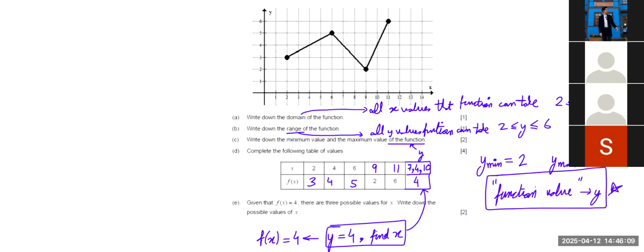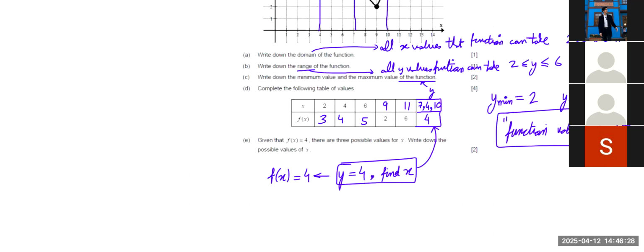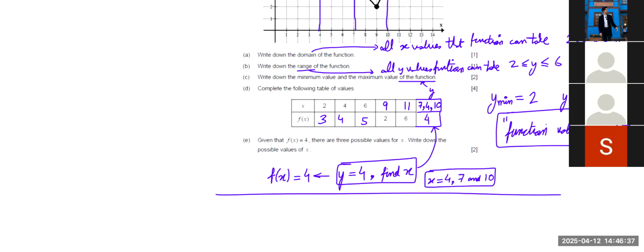Make a line, maybe in your head, or if you want, use a pencil, at y equals 4. See, this is y equals 4, right? Write down all the places where your line is hitting your graph: at x equals 4, at x equals 7, and at x equals 10. That's how you do this question, okay? So your answers are x equals 4, 7, and 10. That's it. Is this all clear? Yes. Perfect.